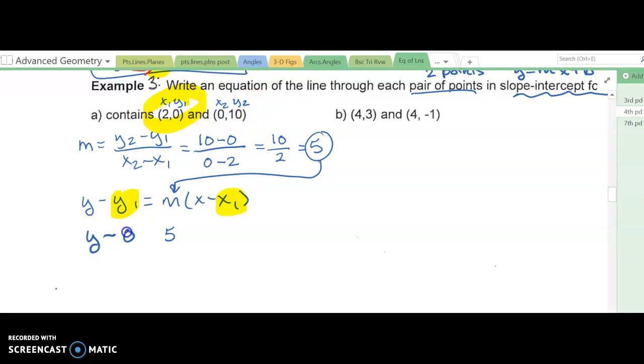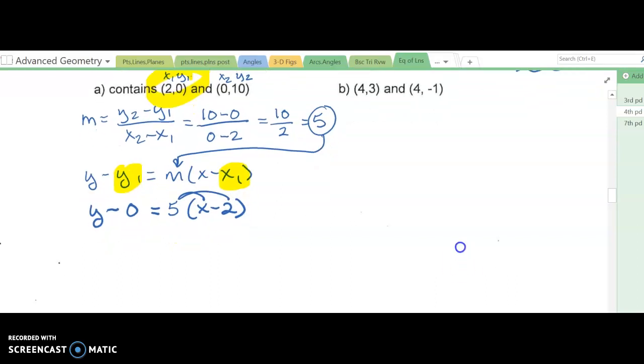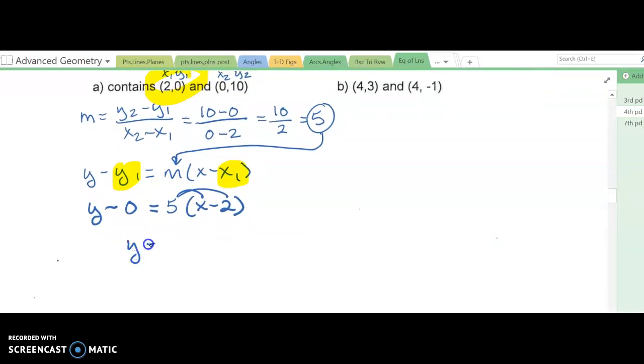So y minus 0 equals 5 times x minus 2. From there, we would distribute the 5. So y equals 5x minus 10. We are now in y equals mx plus b format, and so I'm done. Okay, so I'm going to make part B a you try, pause the video, and come back.